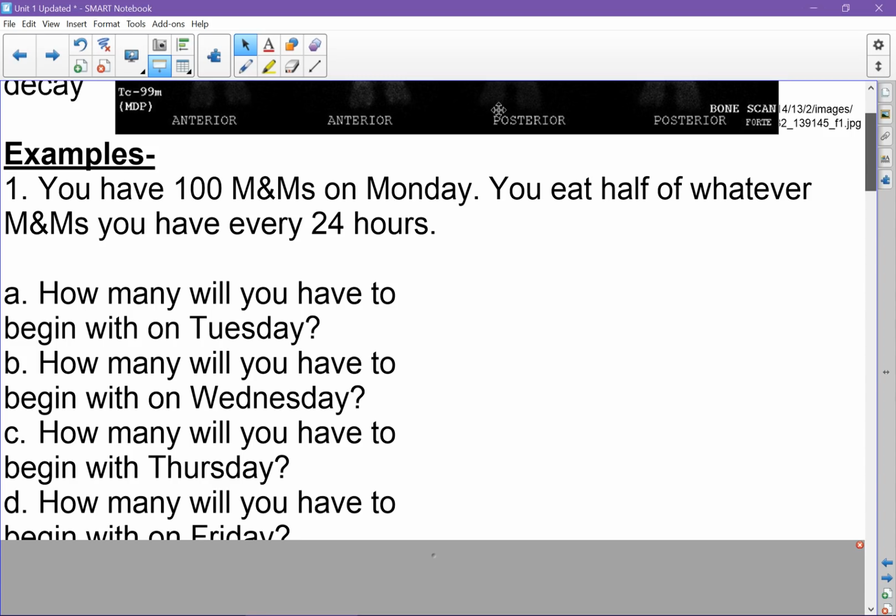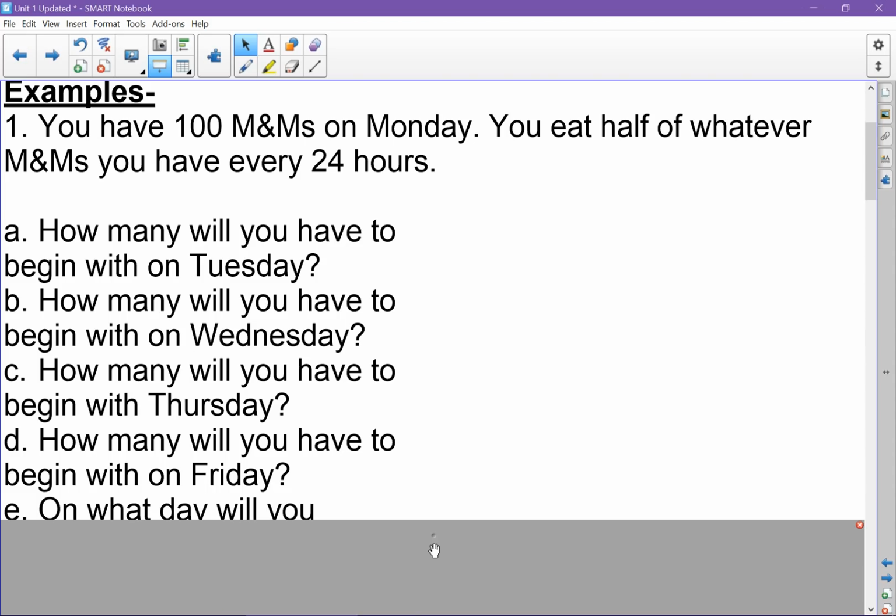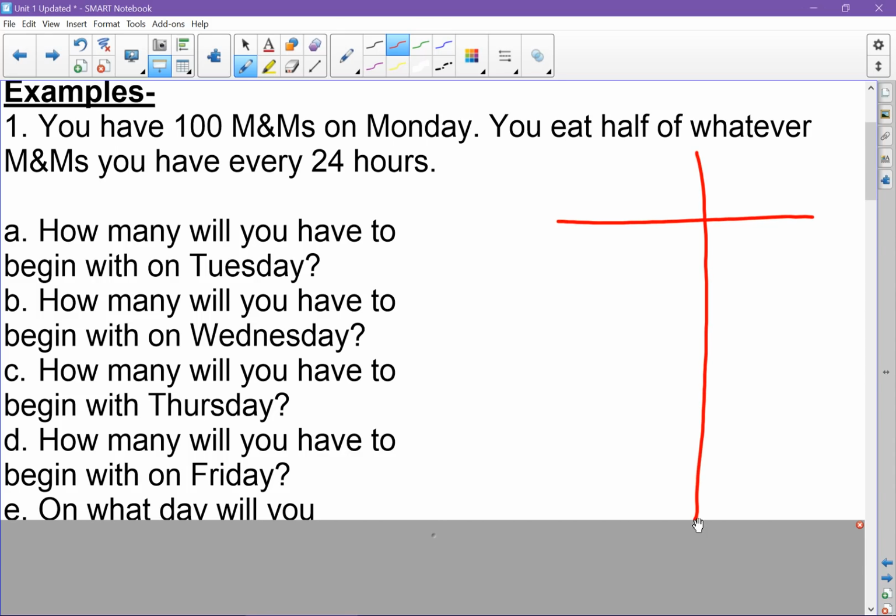So another way to think about this is in terms of M&Ms, because that is my favorite candy. Okay, so say I started on Monday and I had 100 M&Ms, and I always eat half of whatever I have every day. So the easiest way to set this up is in a T-chart. That's going to help us keep track of all this half that we're going to do. And so this column is going to be the time, and this column is going to be the amount of whatever substance you have. In this case, we don't have something actually radioactive, it's M&Ms, which are delicious.